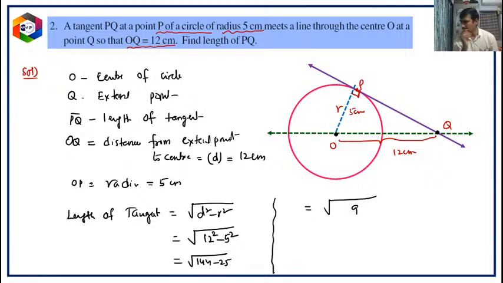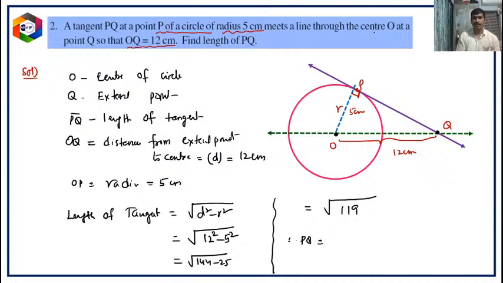Yes Harsha, a small mistake. As per this question this is the answer, and if the length of the tangent is 12, then the distance would be different. So you have to correct all. Yes, 144 minus 25.